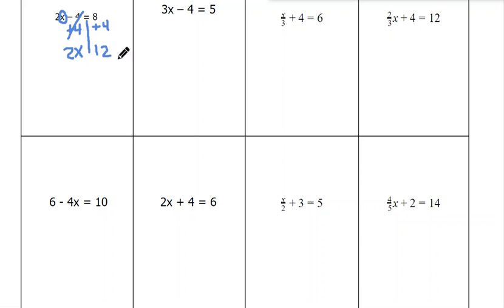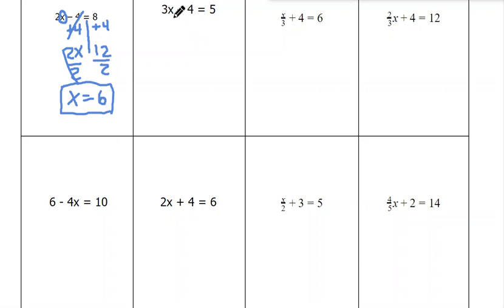Now I added or subtracted. My next step: I see I have 2x, and I want to get that 2 away. A number next to a letter means multiply, so I want to divide by 2 to cancel those out and leave me with just 1x. I want to do the same thing to the other side. 12 divided by 2 would give me 6. So my answer is x equals 6.